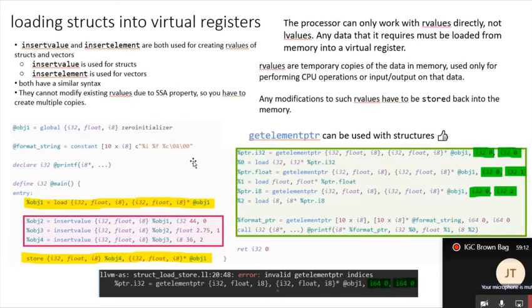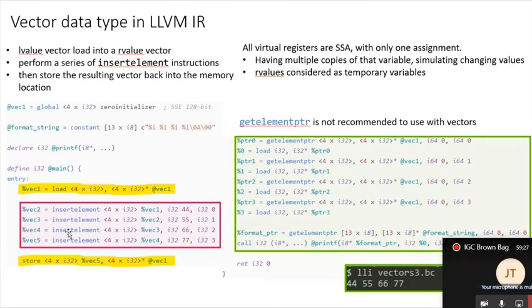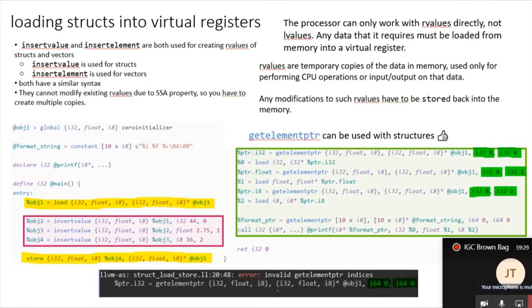So insert value and insert element are both used for creating R values of structs and vectors. The only difference is that insert value is used for structs and insert element is used for vectors. But they both have a similar syntax, and they cannot modify existing R values due to the single static assignment property, so you have to create multiple copies. Now, the struct R values can also be thought of as temporary copies of the struct object which lives in the memory, used only for performing CPU operations or input-output on the struct.